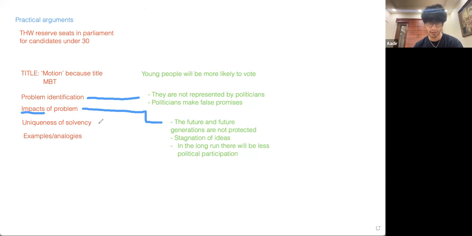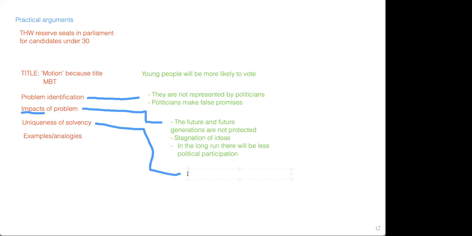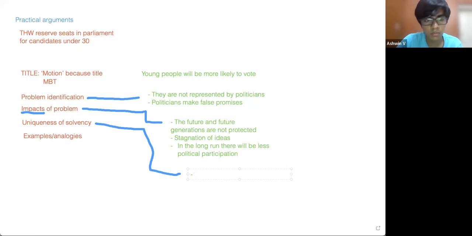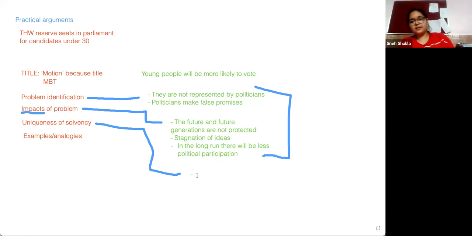Now, can anyone guess what uniqueness of solvency means? What's unique with a solution? Why is it better than all others? Why is promotion the only way to achieve? Why is reservation the only way to solve for all of this? Because let's analyze the alternatives that are present, right?